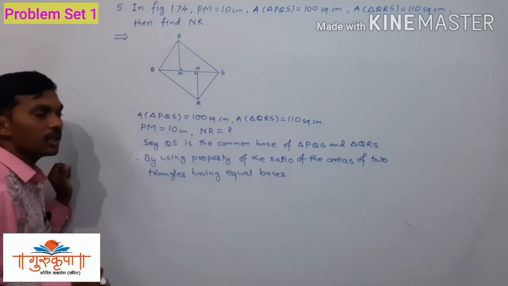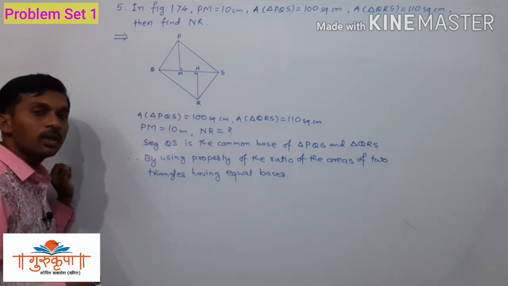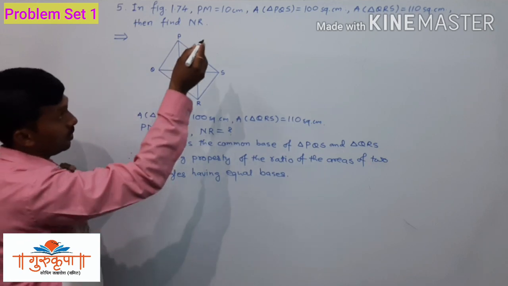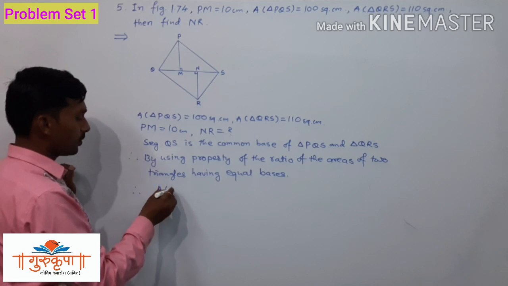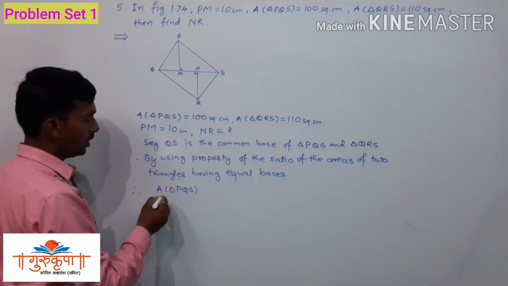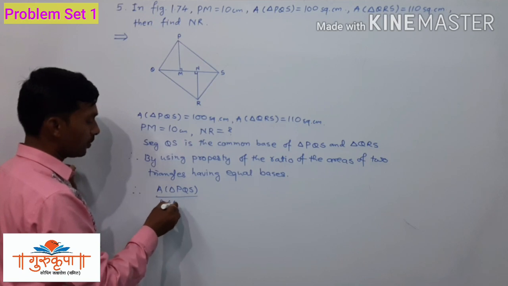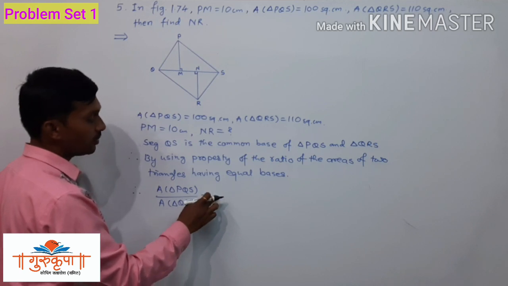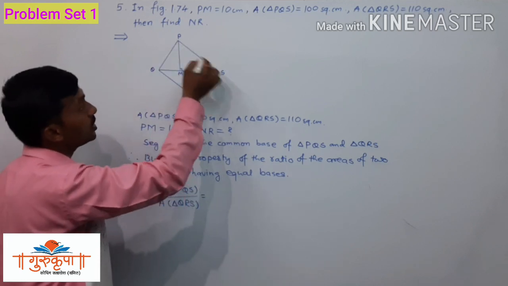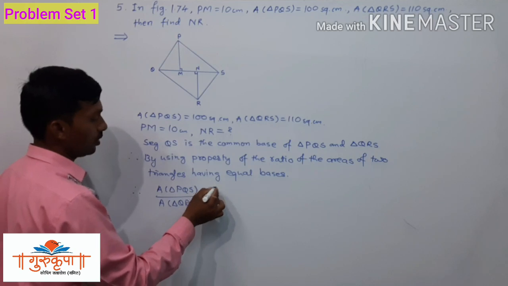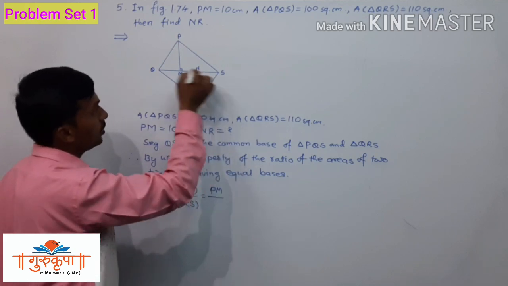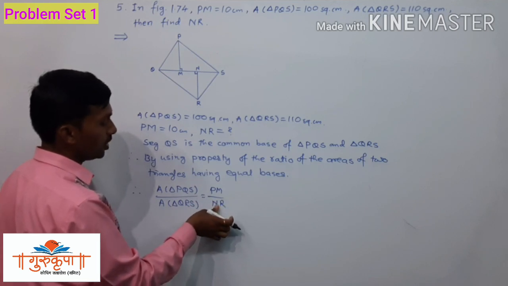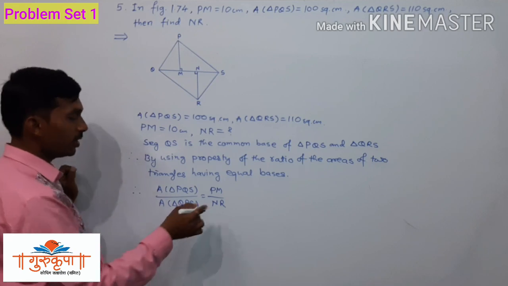Since the ratio of the areas of those two triangles is equal to the ratio of their heights, here we can write the statement: area of triangle PQS upon area of triangle QRS is equal to the ratio of the heights. Height of triangle PQS is PM upon height of triangle QRS is NR. Now put the values here and we will get the NR.